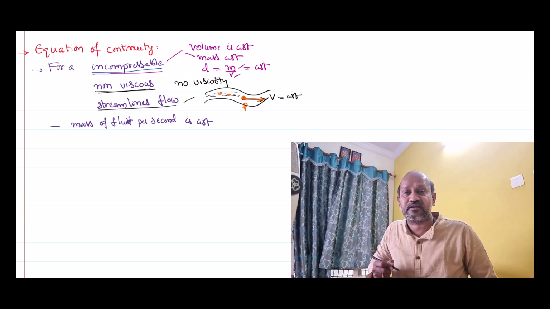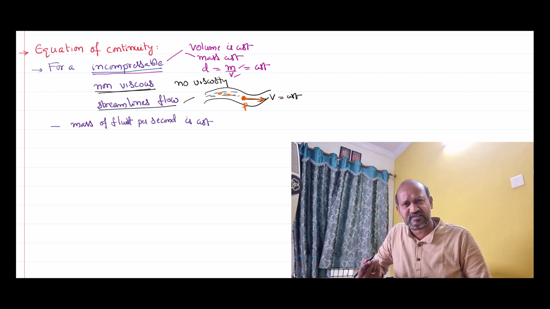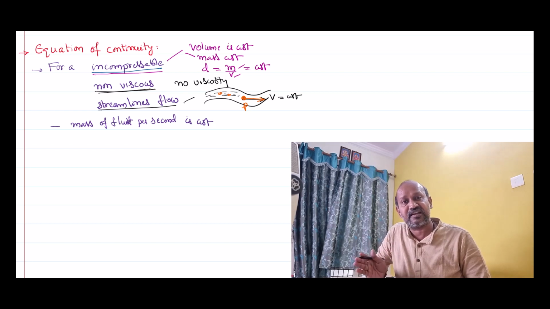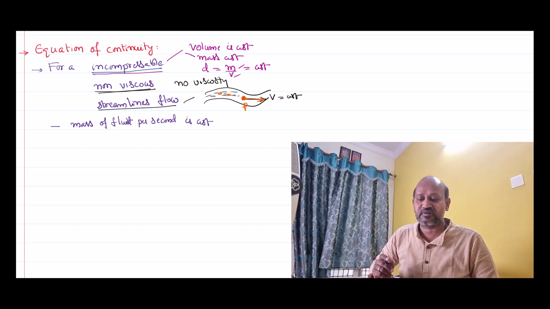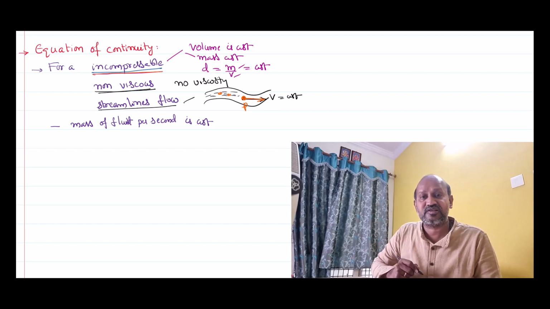Then that's called a streamlined flow. Otherwise, it's called something like a regular flow or a non-streamlined flow. What happens then? We will deal with it later. So right now we have kept three conditions. It's incompressible, volume is constant, and hence density is constant.